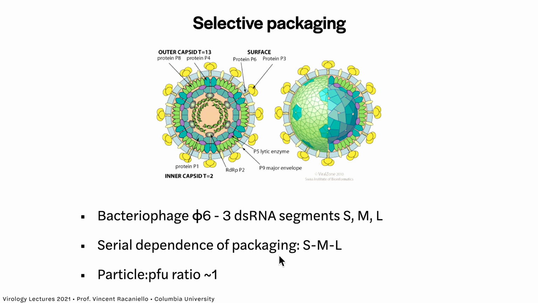And apparently that works because the particle to PFU ratio of this virus is 1. Every particle that is made is infectious. That's amazing. Not many viruses are like that. And maybe the packaging has a lot to do with it. Maybe for other viruses, the packaging is not serial dependent, or selective packaging, and you make a lot of particles with the wrong segments. I think that's probably partially explaining this weird particle to PFU ratio of many viruses. Packaging signals for monopartite and segmented genomes, and then we have selective packaging.